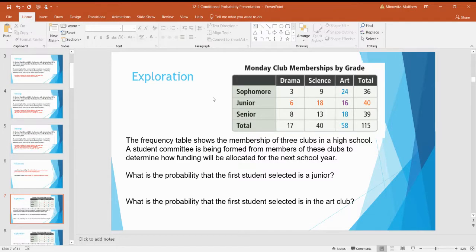A student committee is being formed from members of these clubs to determine how funding will be allocated for the next year. And they're going to want to use some probability data to allocate the funds. So what's the probability that the first student selected is a junior, and what's the probability that the first student selected is in the art club? So go ahead, pause the video, see if you can come up with the probabilities, and then check your answers with me.